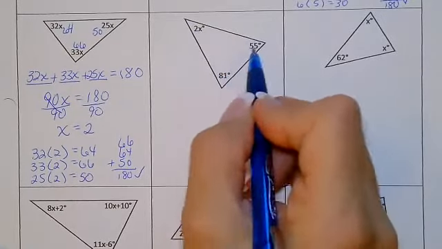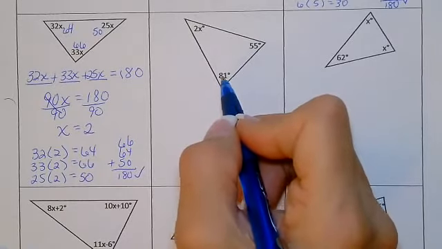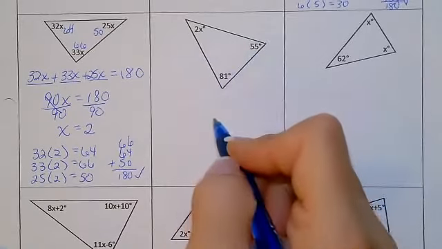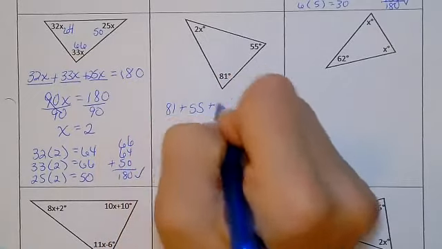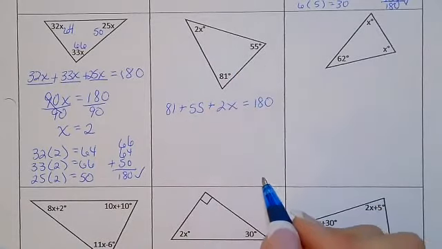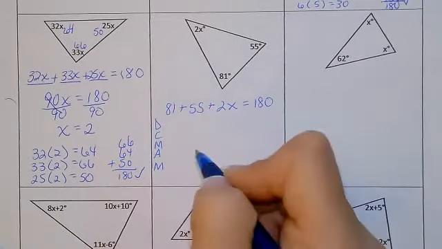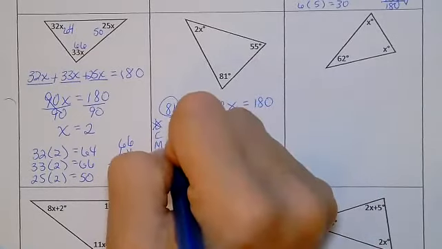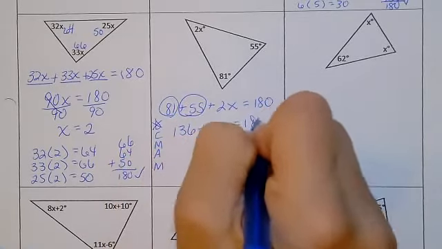Okay, again, we have 3. We already know what 2 of them are. So I'm going to add these together and then subtract from 180. So 81 plus 55 plus 2x equals 180. Multi-step equation. I don't need to distribute, but I can combine. So I get 136 plus 2x equals 180.